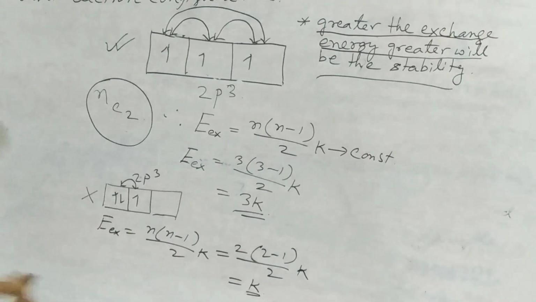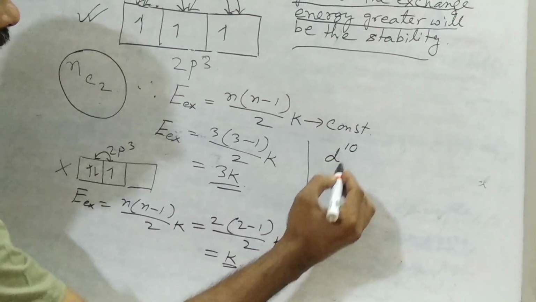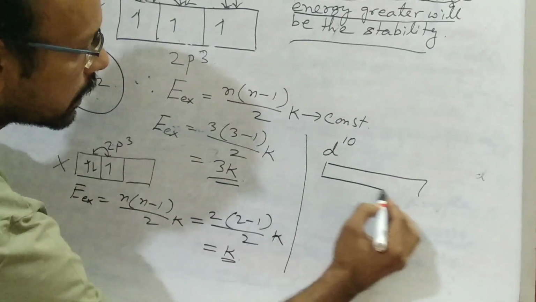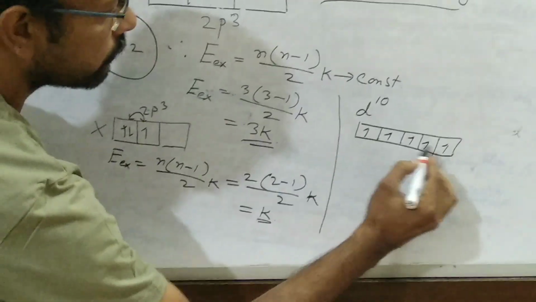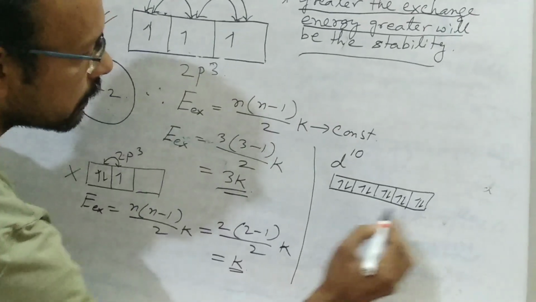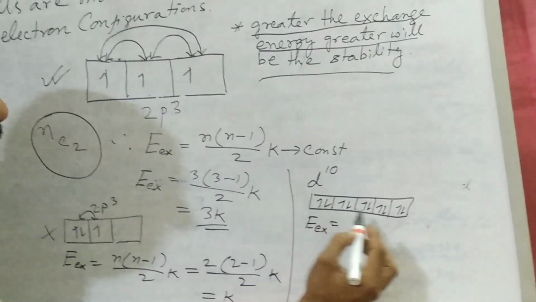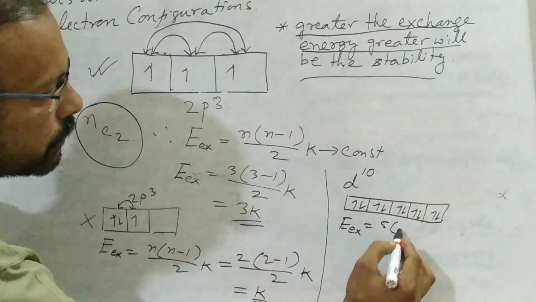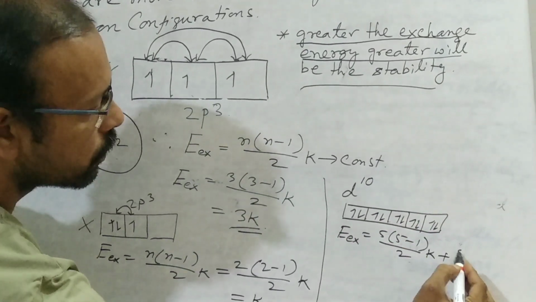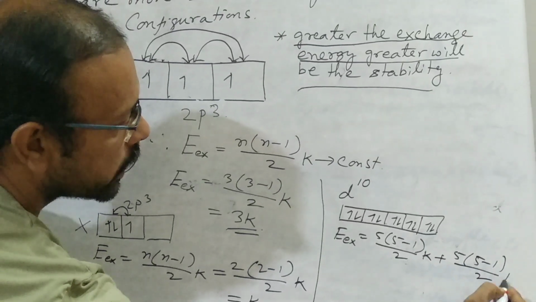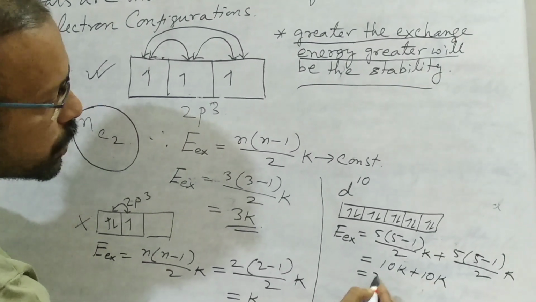Now from this, we can find out the exchange energy of other orbitals, like completely filled d orbitals, d10. The configuration is like this. You see, 1, 2, 3, 4, 5, 6, 7, 8, 9, 10. So the exchange energy is, 5 electrons are in the same spin, so 5 into 5 minus 1 by 2 k, plus another 5 electrons in the same spin, therefore 5 into 5 minus 1 by 2 k, which turns out to be 10k plus 10k equals 20k.